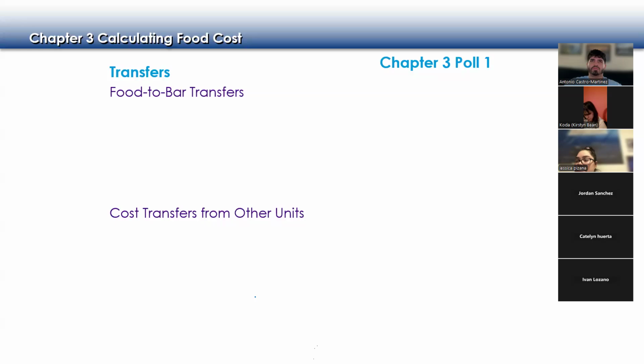All of those things that are traditionally food items, we would need to subtract from our food cost and add to our beverage cost, so that we can keep an accurate dollar amount to figure out what our food cost is compared to our beverage cost. Okay. The other transfer we might do is from unit to unit.